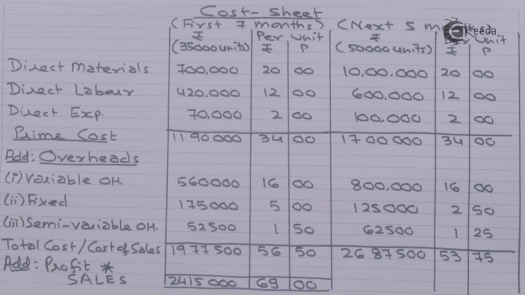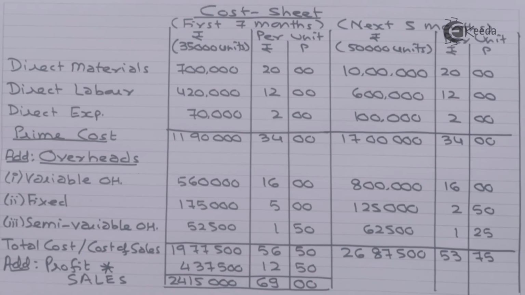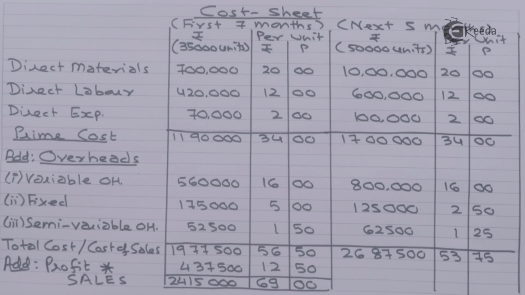Now we can get profit as a balancing figure. Total sales we got is 24,15,000. So during the first 7 months, the company's profit is 4,37,500. Per unit it is rupees 12.5.